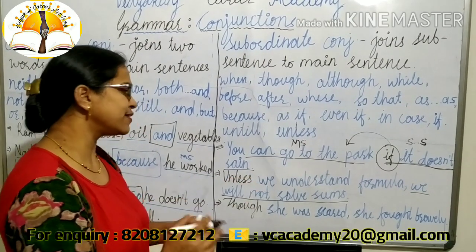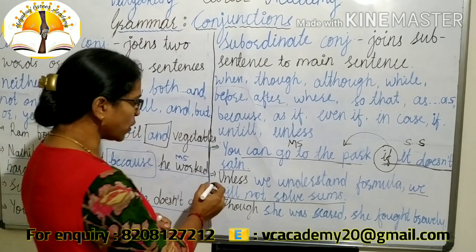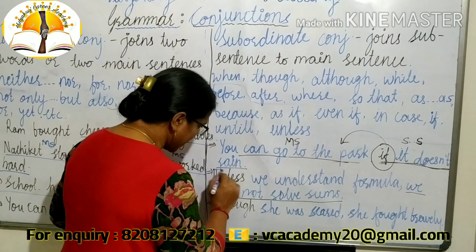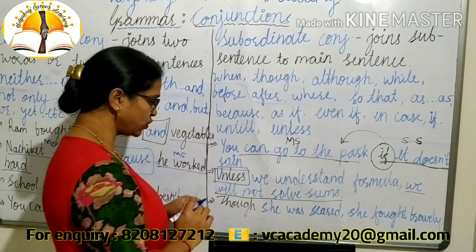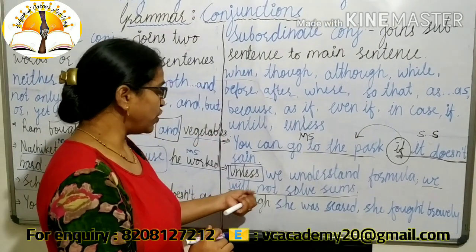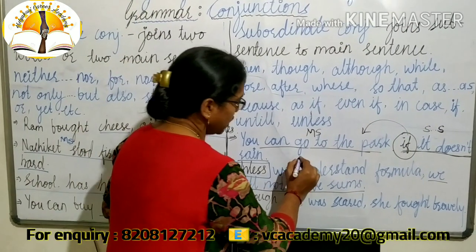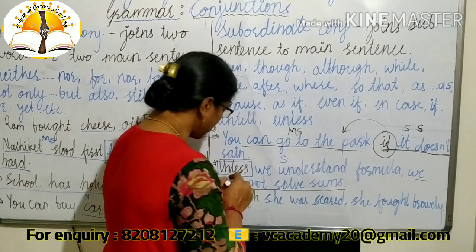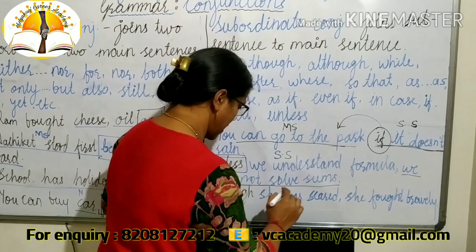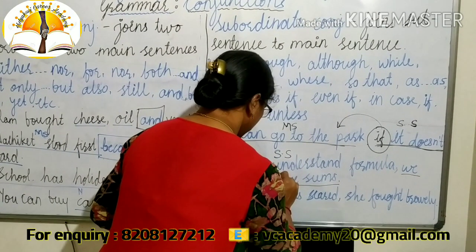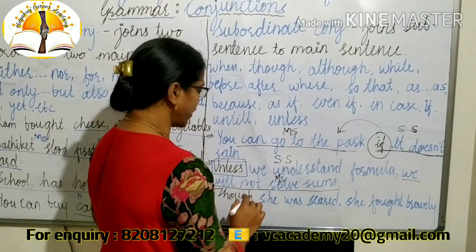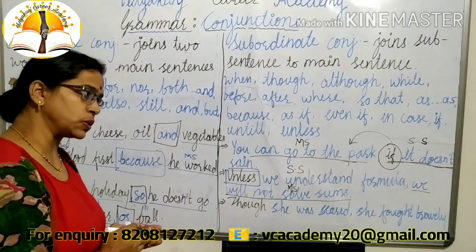But this sentence has complete meaning because unless is used. Here, unless works as a conjunction. Unless we understand the formula, we will not solve sums. It means this is a sub-sentence and this is the main sentence. The main sentence and sub-sentence are joined with the help of unless. This is also a condition.